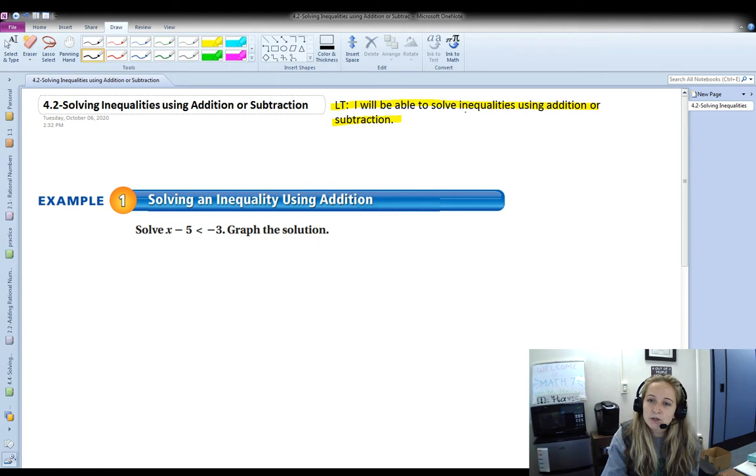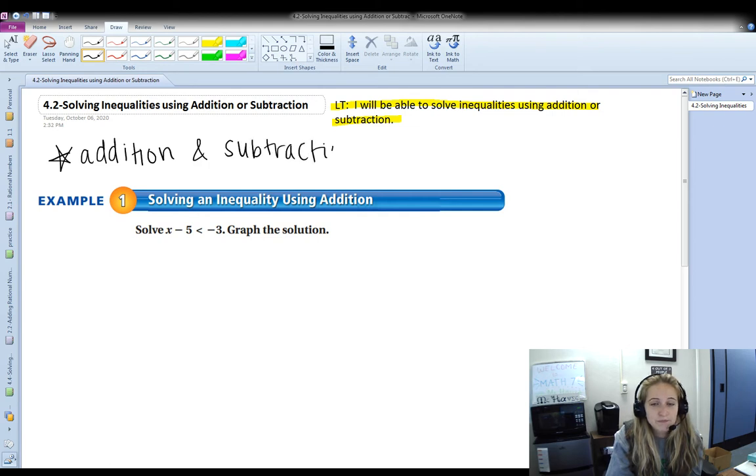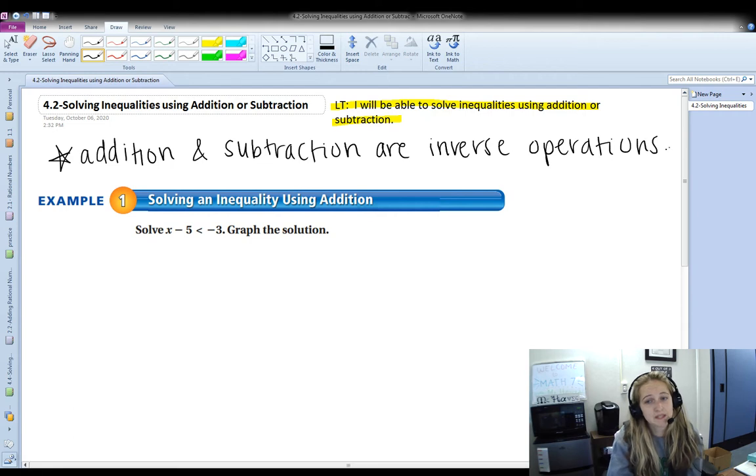Notice that last chapter, rather than solving inequalities, we solved equations. So let's just remember what we did to solve equations using addition or subtraction. The most important thing to note is that, remember from chapter 3, addition and subtraction are inverse operations. So this is going to look very similar to chapter 3 with just a little spin to it because it's an inequality. So most of this will probably be a review for you.